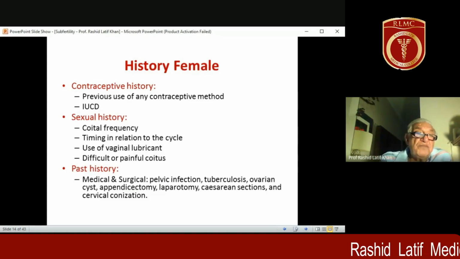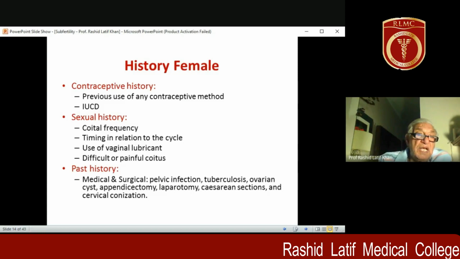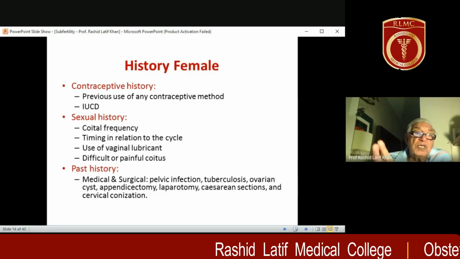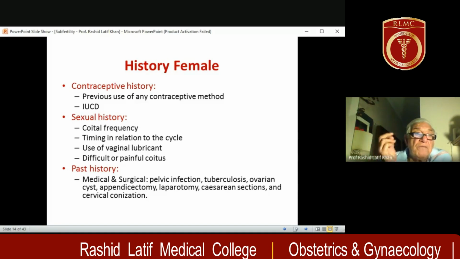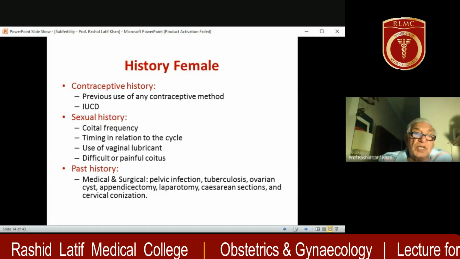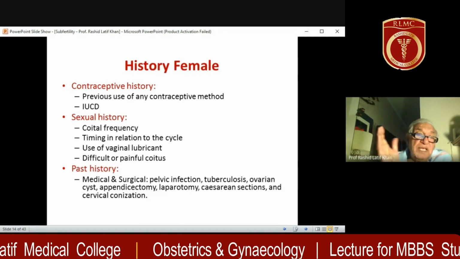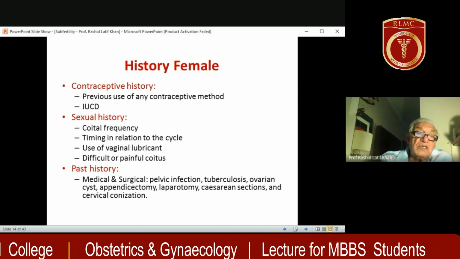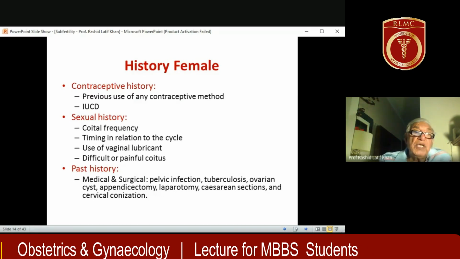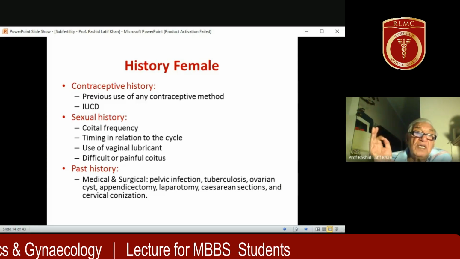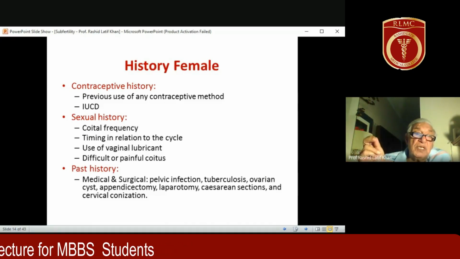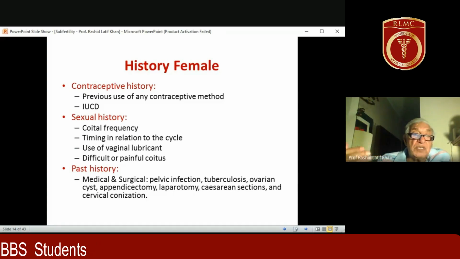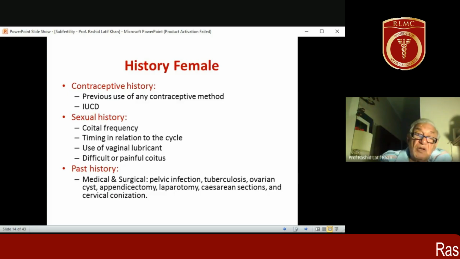Similarly, sexual history: whether coitus is taking place regularly. Normally young couples have coitus 2 to 3 times a week. That's normal. If they are having coitus 2 to 3 times a week, then timing of the coitus becomes unimportant. Generally, people have the concept that the 12th or 14th day is very important for coitus. Yes, they are important if the frequency of coitus is only once a month or twice a month. But if they're having, like other young couples, coitus 2 to 3 times a week, then timing is unimportant. But satisfactory coitus is important.